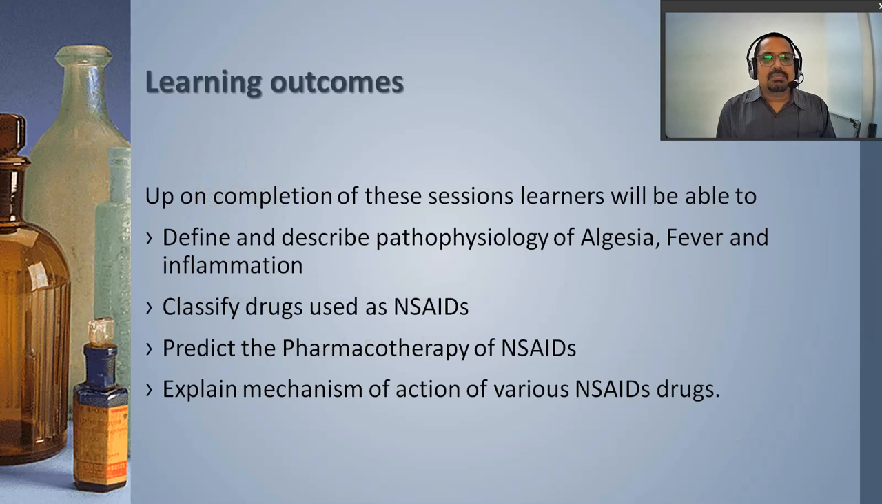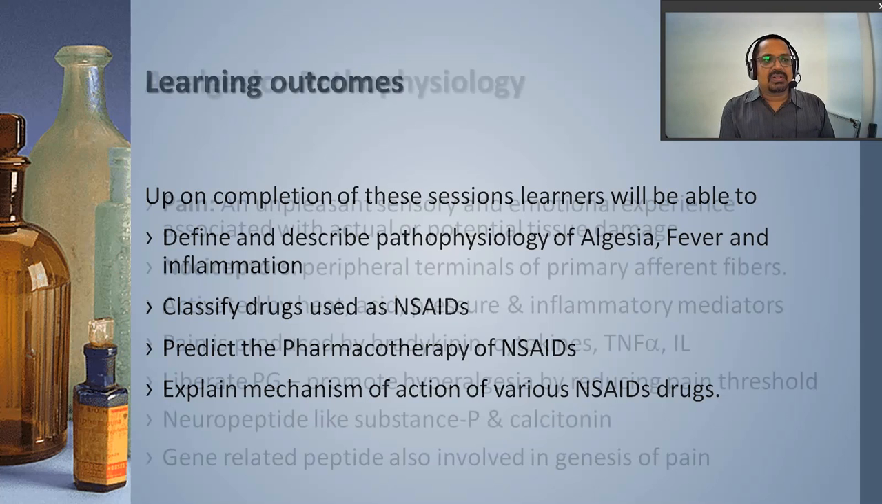As far as the learning outcomes for this chapter are concerned, upon completion of these two sessions, the students will be able to describe and define the pathophysiology behind algesia, that is pain, fever, and inflammation. They can classify the various drugs which are used as non-steroidal anti-inflammatory agents. They can predict the pharmacotherapy of non-steroidal anti-inflammatory agents, as well as the mechanism of action. They can describe the mechanism of action which is responsible for the non-steroidal anti-inflammatory actions of these drugs.